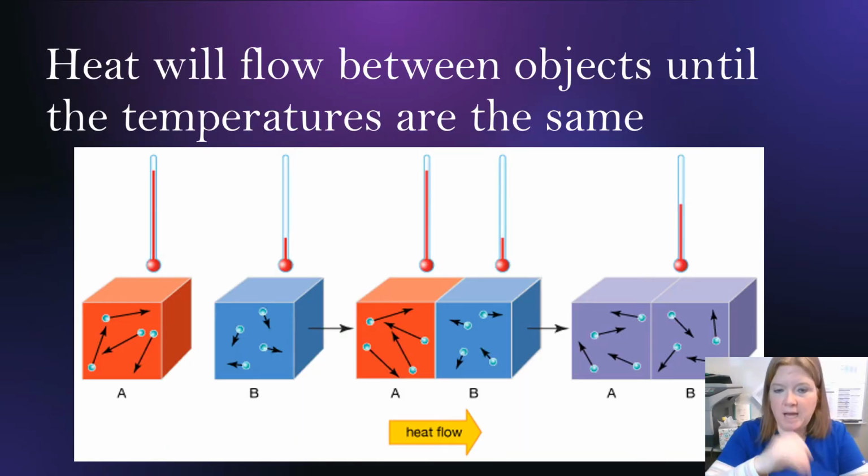Heat will flow between objects until the temperatures are the same. So heat will flow from the object that has higher temperature to the object that has lower temperature until they reach a temperature between the two of them, and then the heat will no longer flow. Okay, so heat will flow from warm object to cold object. So if one object is 10 degrees and one object is 20 degrees, it will go from the 20-degree object to the 10-degree object. So heat always flows from warmer to colder until those temperatures are equalized.